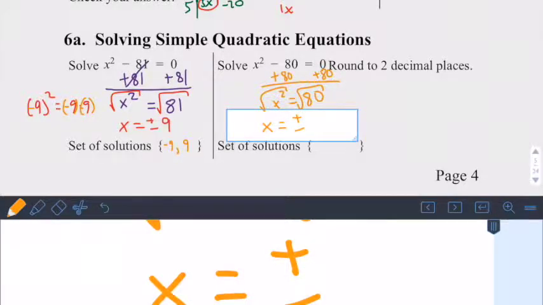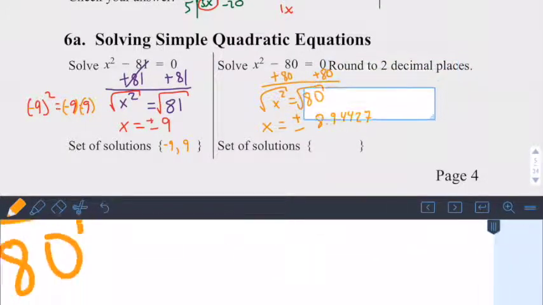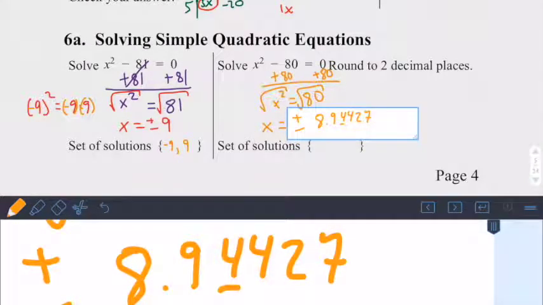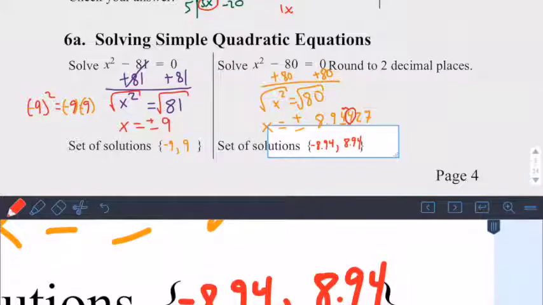So remember, x equals plus and minus 8.94427. Now it says to round to 2 decimal places. So I'm going to look here at my second decimal place. We have a 4, so that means I do not round it up. It is 8.94. So we have negative 8.94 and positive 8.94. And there's my set of solutions.